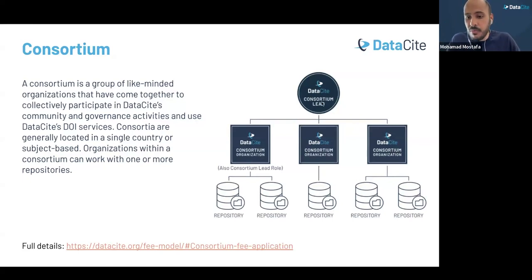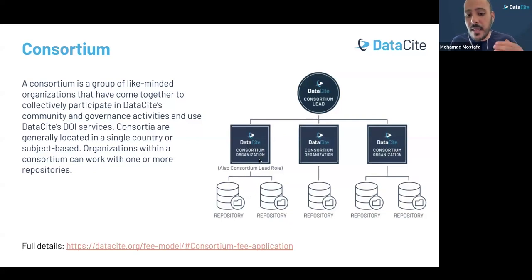It can be one of these organizations. They can come up with a name across these different organizations. One will be appointed as a consortium lead. And then each university or each organization, we call a consortium organization. And of course, the consortium lead can also be a consortium organization, because it can be a university or a research institute that has its own repository and wants to connect it with the DOIs.